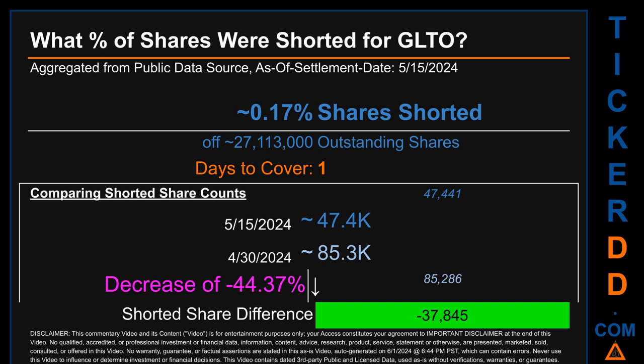When I compare the current 2-week period data snapshot against the previous period, ending in settlement date April 30, 2024, I find that the current snapshot had roughly 37.8 thousand fewer shares shorted. This means that, compared to the previous snapshot, the current snapshot has a decrease of minus 44.37% of shorted shares.